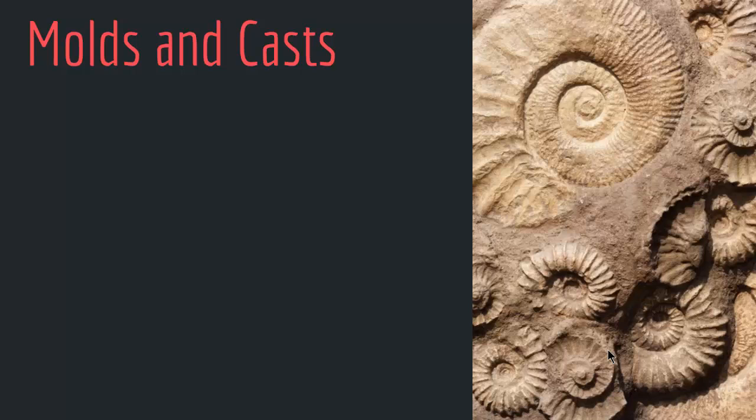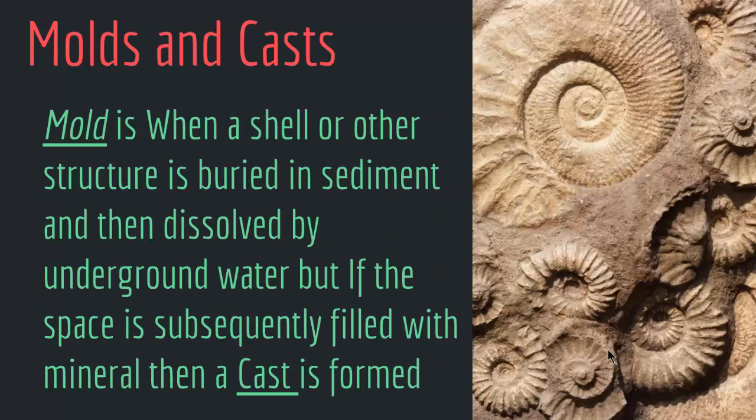Second, we have molds and casts. A mold is formed when a shell or other structure is buried in sediment and then dissolved by underground water. But if the space is subsequently filled with mineral, then a cast is formed. So when we have a shell that is buried in sediment and then dissolved, we get something called a mold. When the space of that shell is filled with mineral, it creates a cast. Just like here, we had a shell, it was buried in sediment, the shell was dissolved, and then the space of that shell was filled with mineral, creating a cast. Molds and casts are another type of fossils.